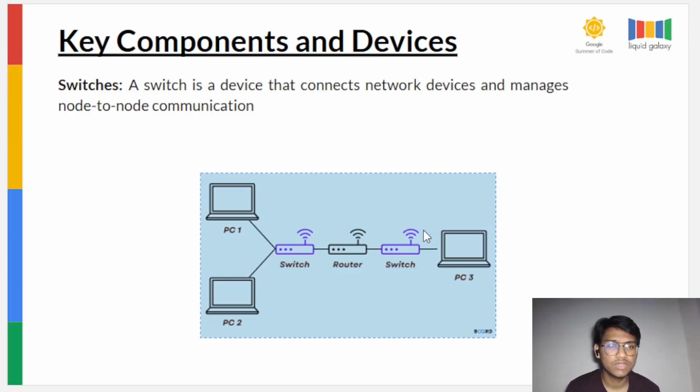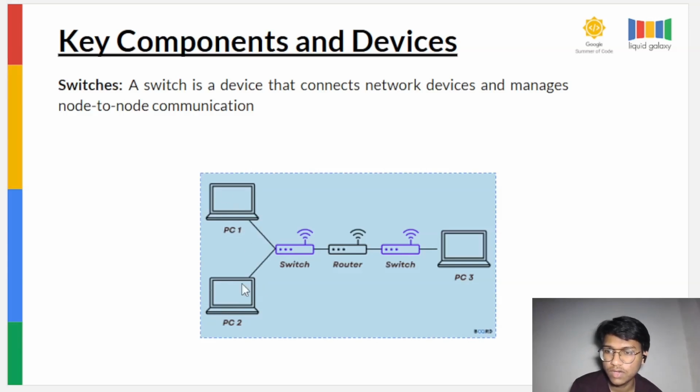So it makes sure that data packets reach their intended destination. Unlike routers, which send information between networks, switches send information between nodes within a network. In the image, we can see that this is one network here and another network is here. This router is sending the information between these two networks. But what the switch is doing here is sending this information between these nodes.